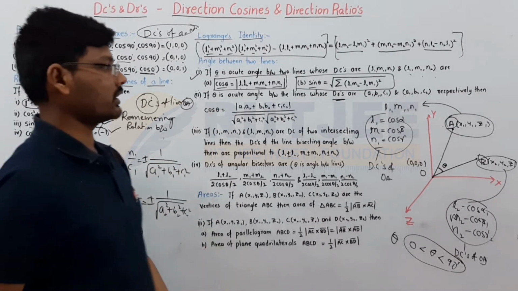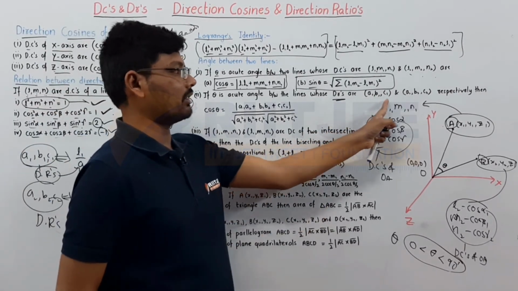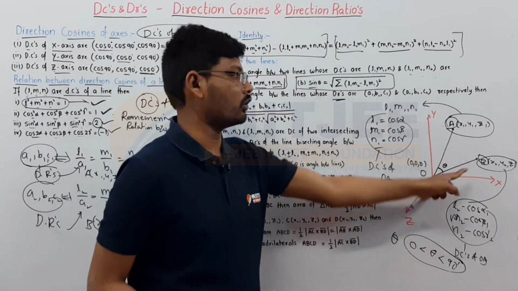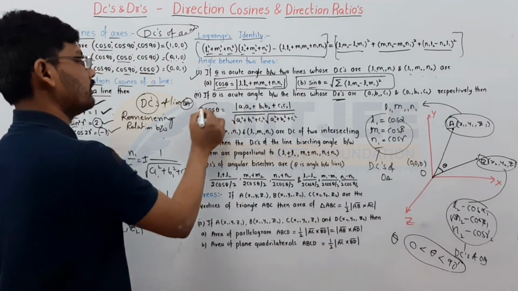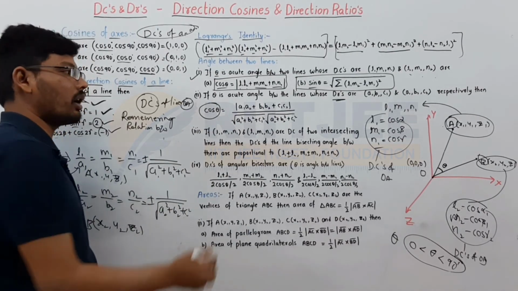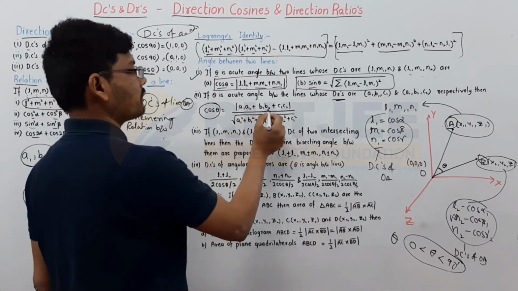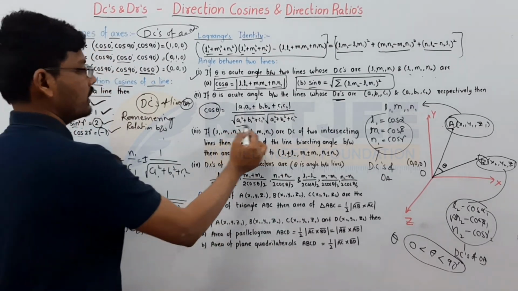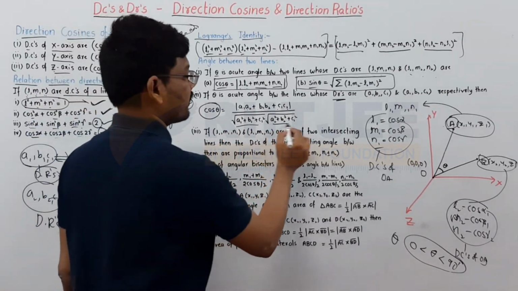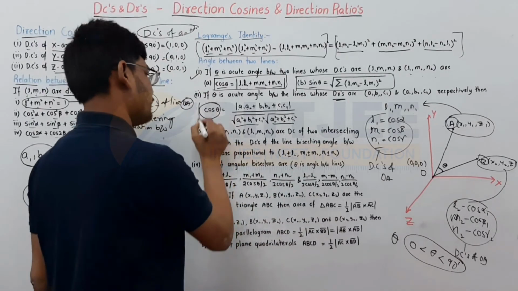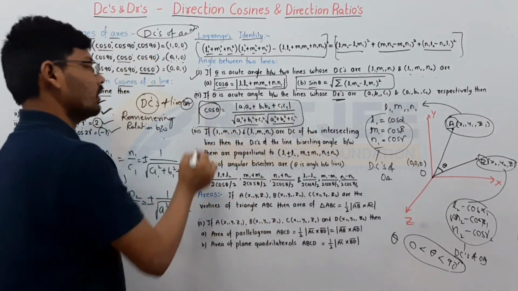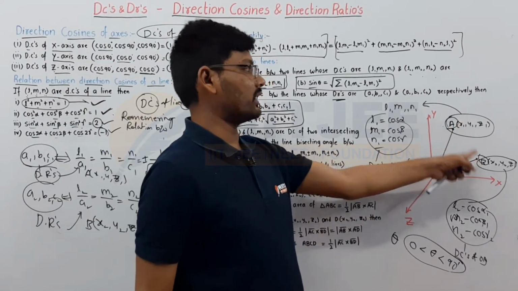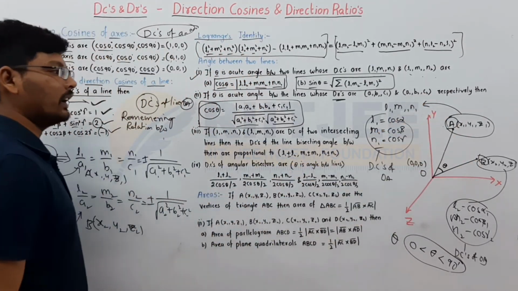If two direction ratios are a1, b1, c1 and a2, b2, c2 of the lines OA and OB, then the angle between two lines, cos theta, is equal to modulus of a1 a2 plus b1 b2 plus c1 c2 by square root of a1 square plus b1 square plus c1 square into a2 square plus b2 square plus c2 square. This is the formula to remember for the angle between two lines when the direction ratios of lines OA and OB are given.